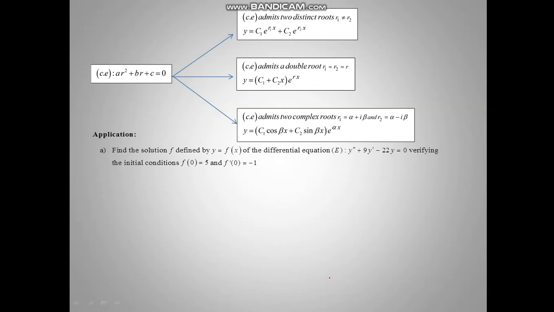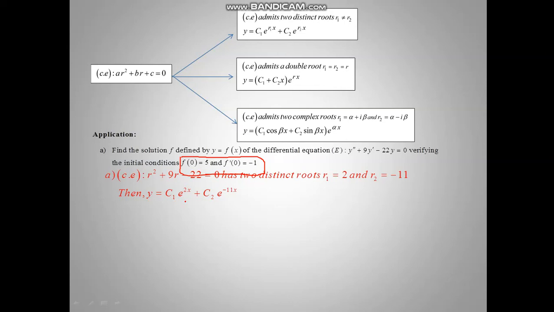Let us take another differential equation. y double prime plus 9y prime minus 22y equal to 0, verifying the initial conditions f of 0 equal 5 and f prime of 0 equal minus 1. We write the characteristic equation first. r squared plus 9r minus 22 equal to 0, and this characteristic equation has two distinct roots. So the general form is c1 e to the 2x plus c2 e to the minus 11x.